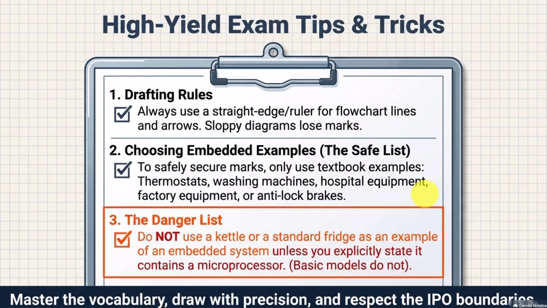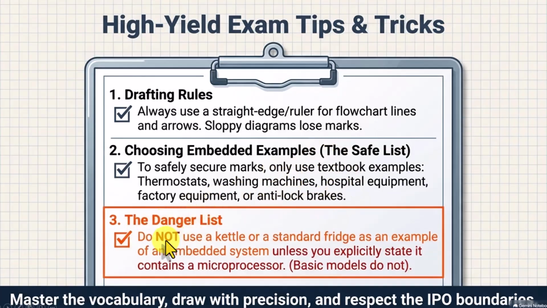Some tips for your exam. The first one: always use a straight edge ruler for flowchart lines and arrows. Sloppy diagrams lose marks, so be careful about that. When you are going for your exam, take a ruler with you. Then, choosing embedded examples, the safe list: try to use examples that are present in the textbook or in this video that we have shown you. To safely secure marks, only use textbook examples. For example, thermostats, washing machines, hospital equipment, factory equipment, or anti-lock brakes.